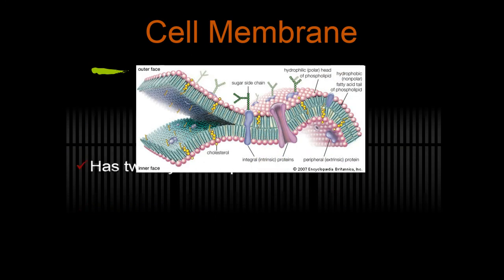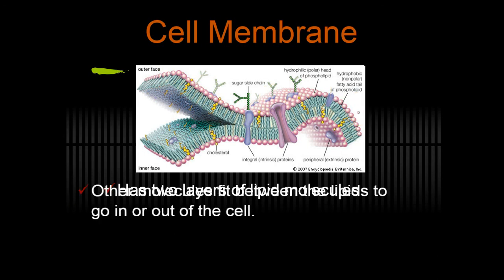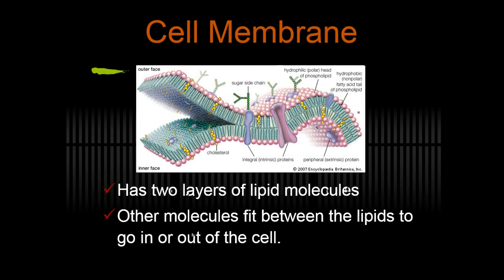The cell membrane is made of two layers. You can see these layers kind of broken apart right here in this part of the diagram. And those layers have two parts to them, the head and the tail of all these different molecules combined to make the two layers of the cell membrane. Other molecules, like these, fit in between those two layers, which kind of helps things go through the cell membrane at various times.